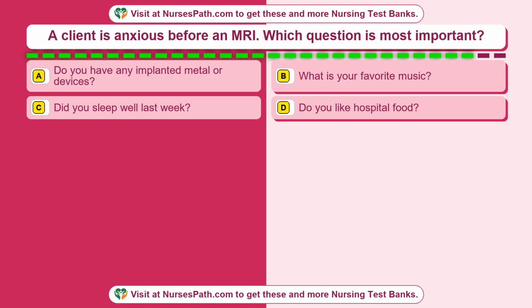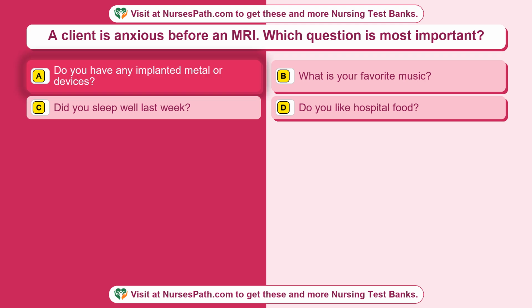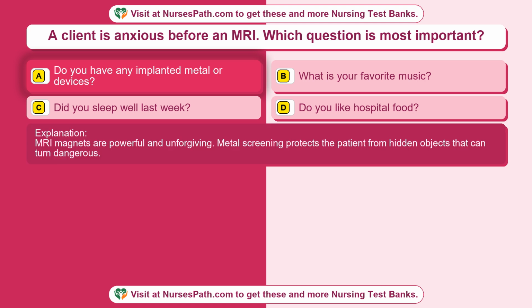Question 5. A client is anxious before an MRI. Which question is most important? Option A. Do you have any implanted metal or devices? Option B. What is your favorite music? Option C. Did you sleep well last week? Option D. Do you like hospital food? The correct answer is option A. Do you have any implanted metal or devices? MRI magnets are powerful and unforgiving. Metal screening protects the patient from hidden objects that can turn dangerous.